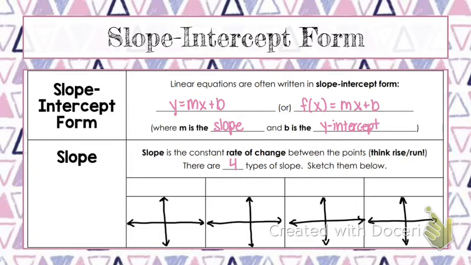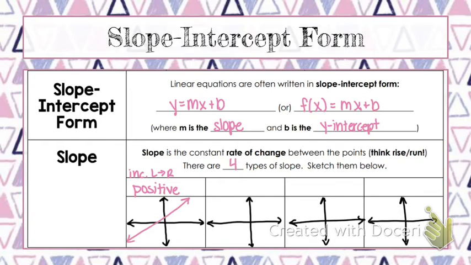So you may want to pause the video and draw these axes in. This is just so that we can draw what the different slopes look like. So the first type of slope is positive. And a positive slope is increasing from left to right. So a positive slope looks like this.